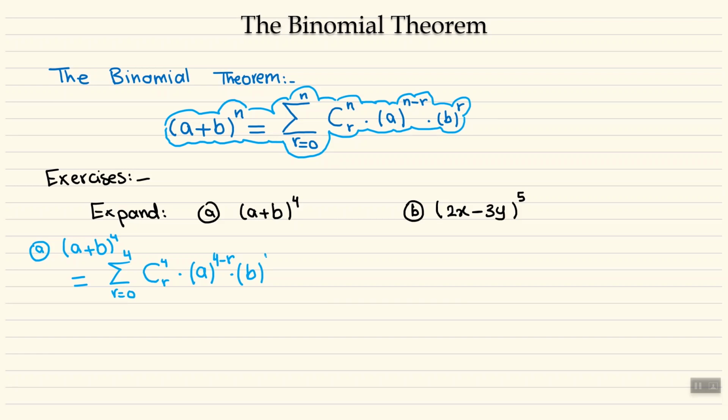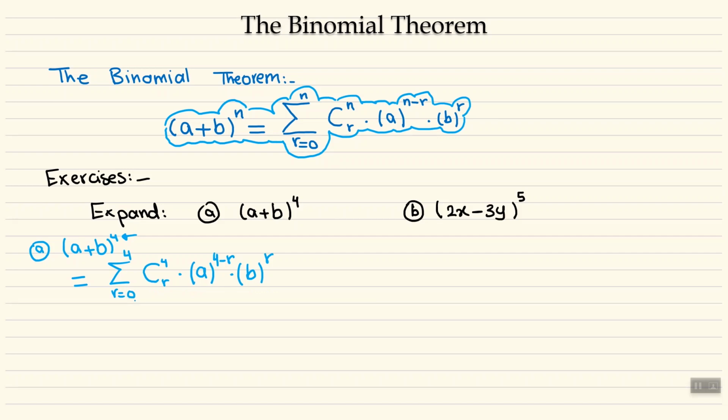Now you might have noticed that I have substituted n by 4 because n is the power which is here. But I have not substituted r. Why? Because in the summation, r will be different from one term to another. This is all one term, but I'm not expecting the answer to be one term. I'm expecting the answer to be more than one term. So r is going to be different from one term to another.